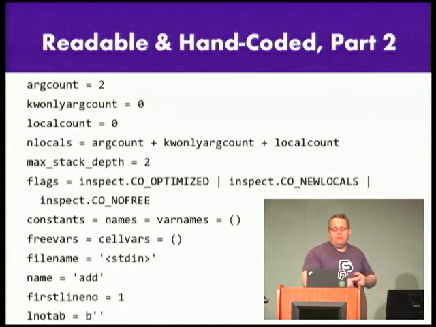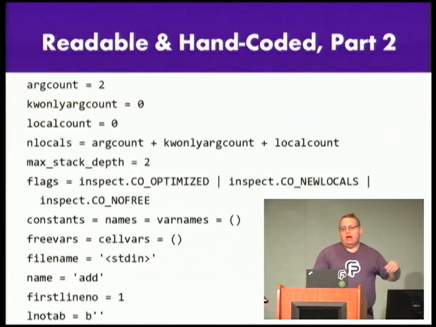Now, I was a jerk, so I didn't bother to define names and var names, even though this does actually have some var names in it. But that's just an empty tuple. It runs anyway. Free vars and cell vars are both empty. It's not a nested function, nor does it contain nested functions. The file name I put standard in, again, because I'm a jerk. There probably was a legitimate file name at that point.